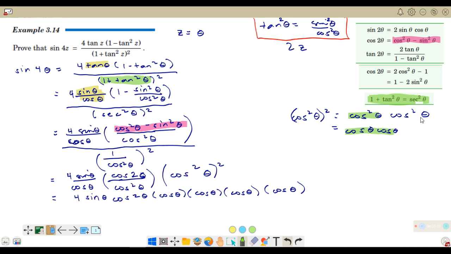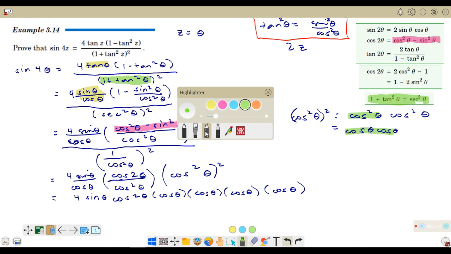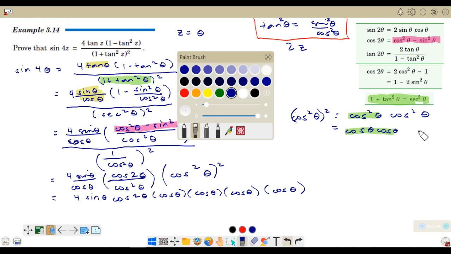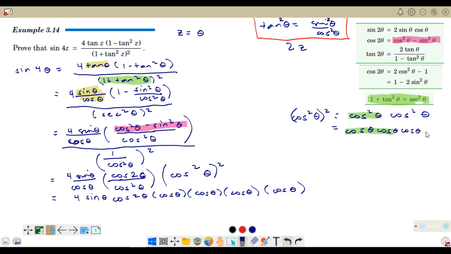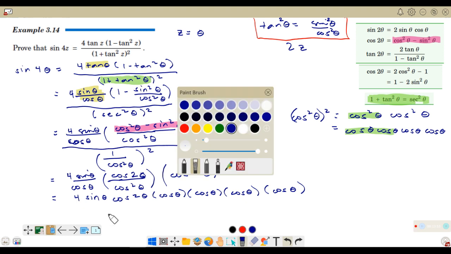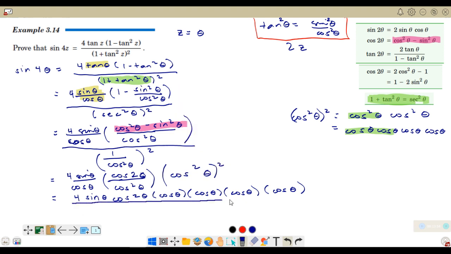May isa pa tayo dito. Cosine squared theta. Paulit dito sa tabi. So, this is, again, cosine theta, cosine theta. So, 4 sila. 1, 2, 3, 4. Dito sa baba, meron tayo cosine theta. Tapos may cosine squared theta tayo dito. Ibig sabihin, may dalawa pang cosine theta. Okay? So, nasusundan? Hopefully, nasusundan.